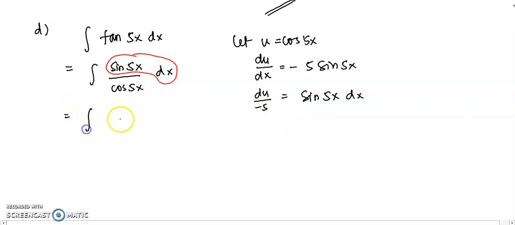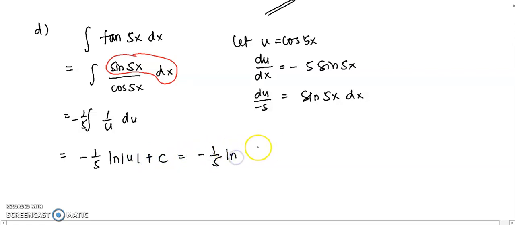Then you can start to substitute. You can write down your function in terms of u. 1 over cos 5x can be written as 1 over u. Sine 5x dx can be du over negative 5. Negative 5, just bring out as coefficient. You got negative 1 over 5. So write down negative 1 over 5 and integrate 1 over u with respect to u. You have a log u. Then finally, we need to substitute back the u as cos 5x. So we have negative 1 over 5 log cos 5x plus c.